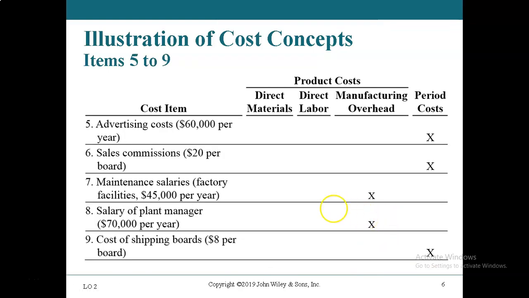Let's look at a couple of other examples. Advertising cost. I said that was a period cost. What are some other period costs that you see here? Sales commission. You don't need to have sales commission to make the product. It's not required for manufacturing.